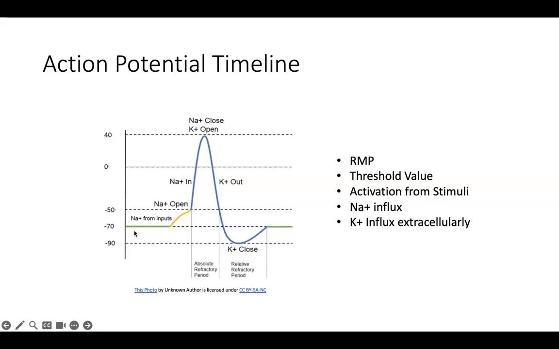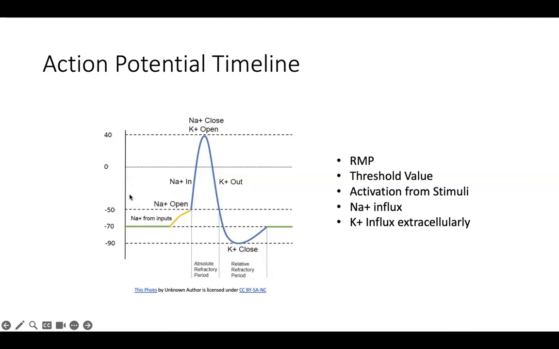So that resting membrane potential is somewhere around negative 70 millivolts for the average cell. That dotted line right above that indicates the threshold value that we had talked about, and that's somewhere around negative 50 to negative 55 millivolts. This right here is called the peak value, and this dip below that resting membrane potential is called the hyperpolarization.